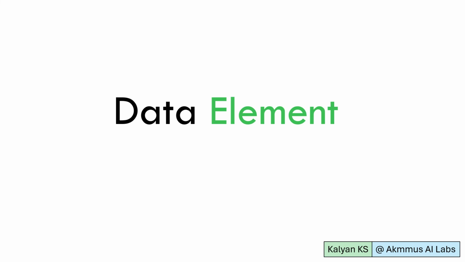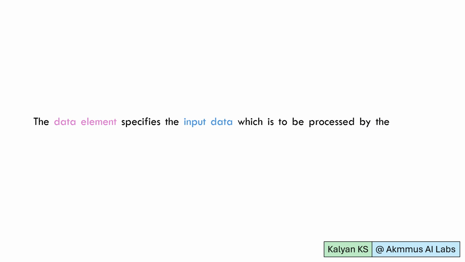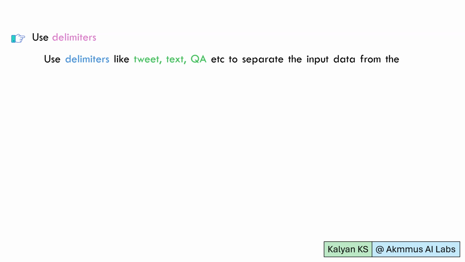Now, let us see how to craft the data element. The data element specifies the input data which is to be processed by the chatbot to generate the expected output. Here are some of the tips to effectively craft the data element. The first one is, use delimiters. Use delimiters like tweet, text, QA, etc. to separate the input data from the rest of the elements in the prompt.